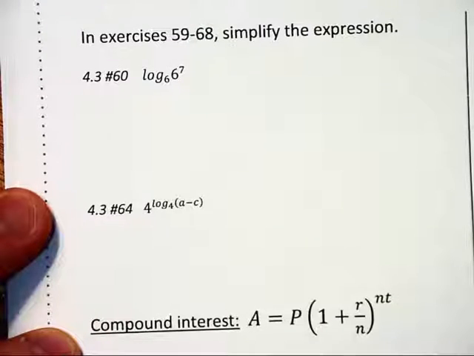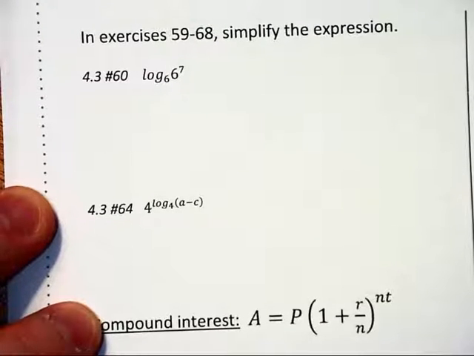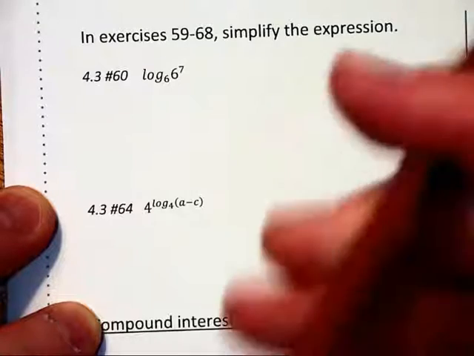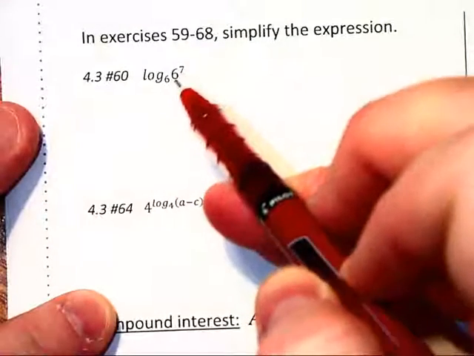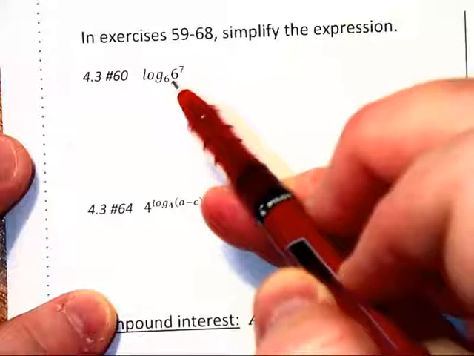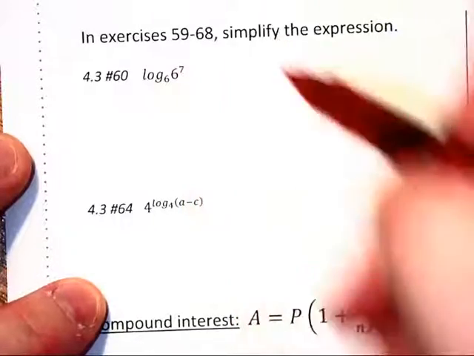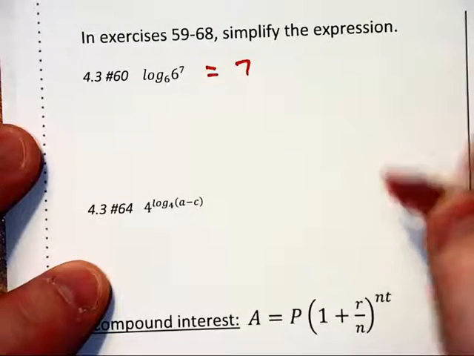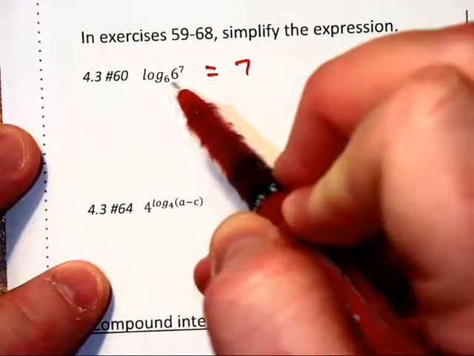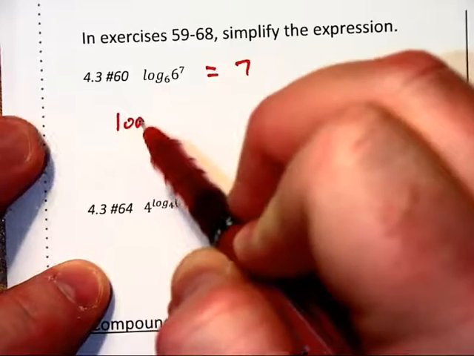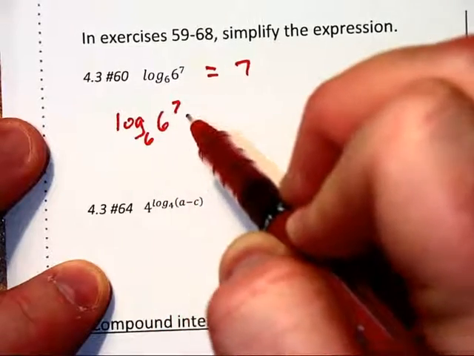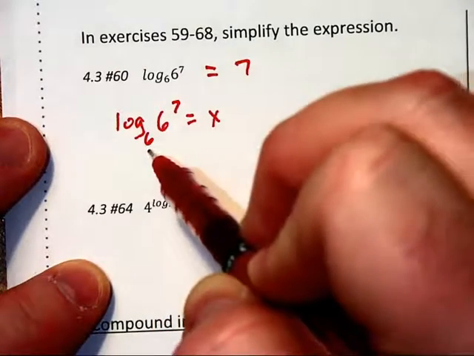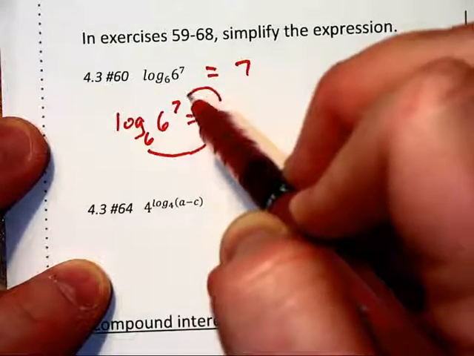Now let's use our properties to simplify these expressions. Notice here how 6 to the 7th, the exponential function, is inside the logarithm. This is where we're just going to say the answer is 7. You could say log base 6 of 6 to the 7th is equal to what, and then go 6 to the what makes 6 to the 7th.